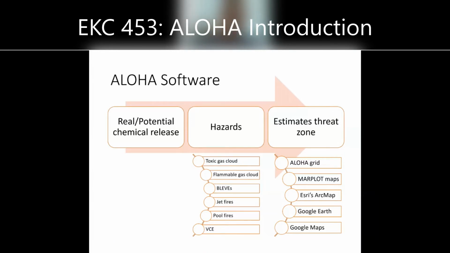So you try to estimate the potential chemical release by using this hazard. This is all the hazards that you try to estimate: toxic gas cloud, flammable gas cloud, BLEVE, jet fires, pool fires, and also VCE, vapor cloud explosion. All of these hazards, you can estimate. You can try to find what their consequences are. ALOHA software tries to estimate these hazards by producing a threat zone. This is the threat zone.